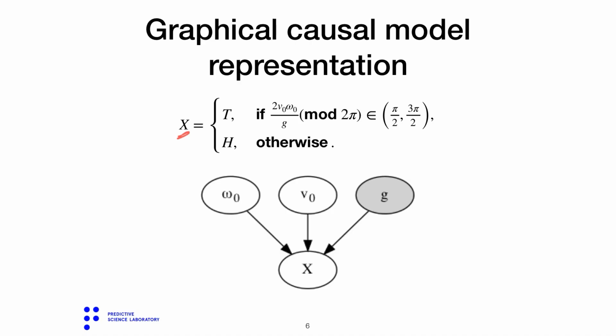We can also depict the situation using a graphical model representation, and this is what is shown at the bottom. So you see that the random variable x, in order to get its value, requires a knowledge of the initial velocity and the initial angular velocity, and of course the acceleration of gravity. So this means that if you run the experiment of coin toss on Mars or on the moon, you should expect to get different results because the acceleration of gravity is different.